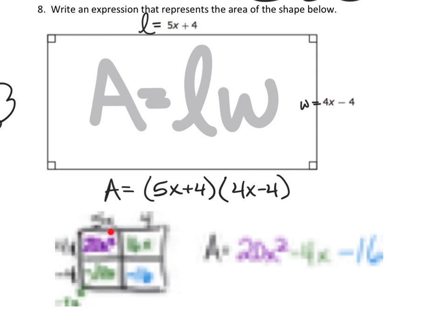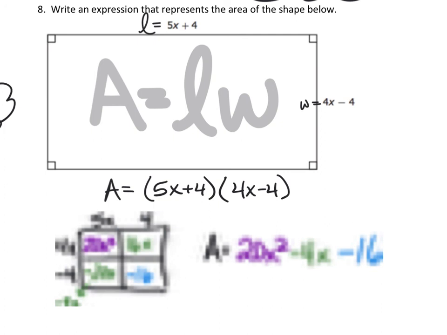So I set up a binomial times a binomial Punnett square with 5x and 4 from the first binomial, and 4x and negative 4 from the second. I then crossed these like I cross alleles, again, multiplying numbers, 5 times 4 is 20, multiplying bases, x times x is x squared. 4x times 4 is 16x, and negative 4 times 5x is negative 20x. Negative 4 times 4 is negative 16.